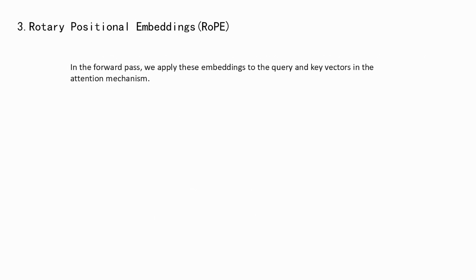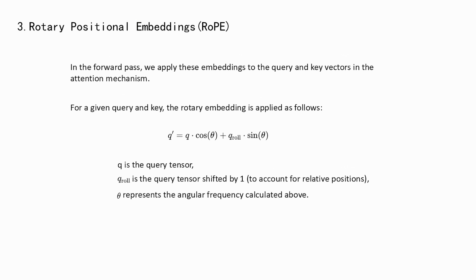In the forward pass, we apply these embeddings to the query and key vectors in the attention mechanism. For a given query and key, the rotary embedding is applied as follows. Q is the query tensor. Q roll is the query tensor shifted by 1, to account for relative positions. Theta represents the angular frequency calculated above. This allows the model to attend to relative positions by modulating the query and key tensors during the attention calculation.